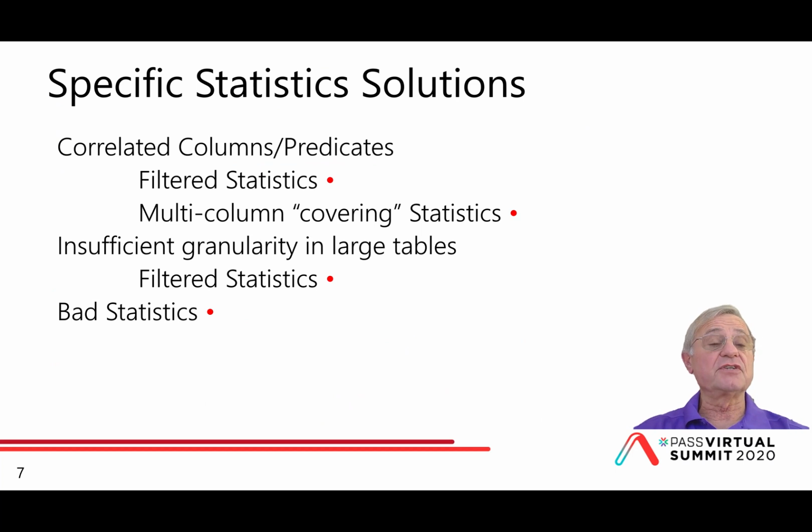How about bad statistics? So when you query a table, when you reference a column, if there are no statistics on that column and the optimizer thinks that statistics might be helpful, the optimizer will request statistics be created on the spot for that column. That's the _WA statistics.